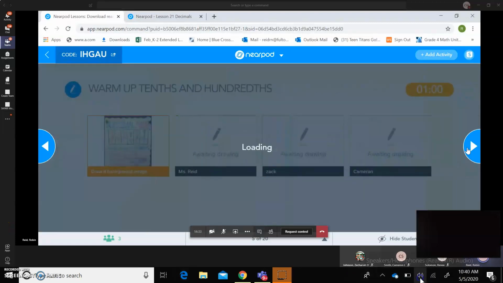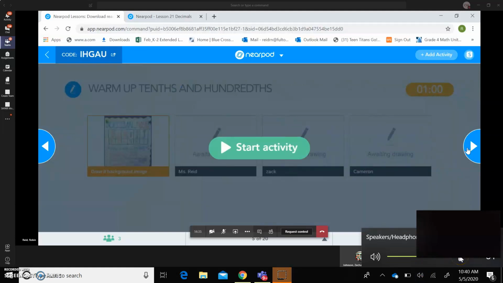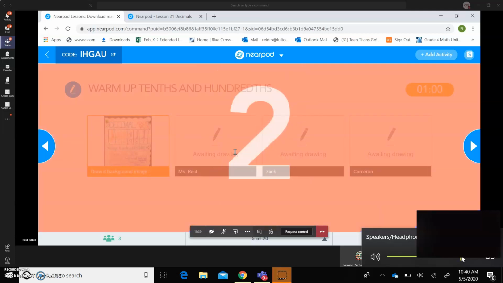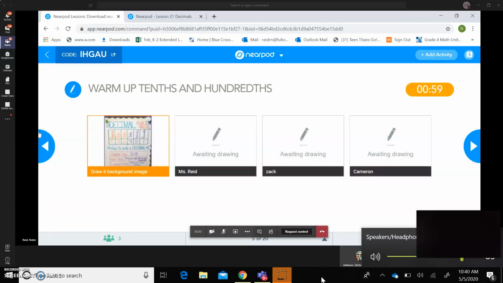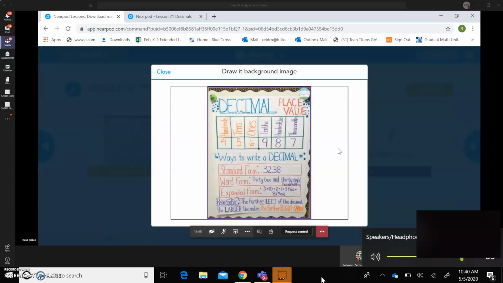So basically, we're writing our fractions as decimals today. Let's take a look at our anchor chart. We need to use our decimal place value chart in order to help us write decimals.